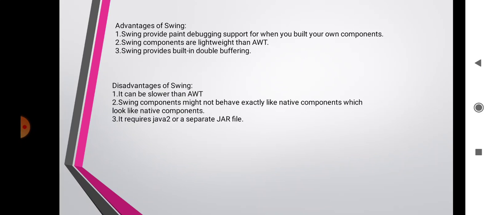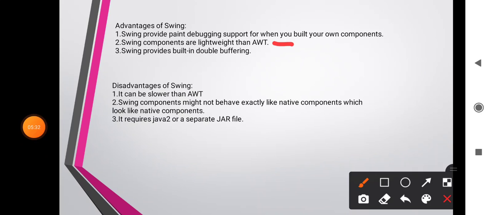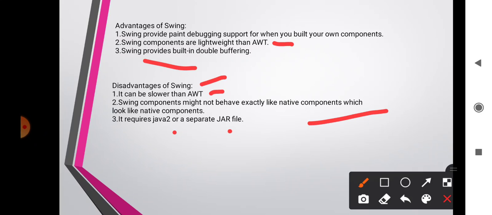Then advantages of Swing. Swing provides paint debugging support for when you build your own components. Then Swing components are lightweight compared to AWT. Then Swing provides built-in double buffering. But Swing has some disadvantages also. The disadvantages of Swing: it can be slower than the AWT. Then Swing components might not behave exactly like native components, though they look like native components. Then it requires Java 2 or separate jar files when we execute real implementations of Swing. That time we need Java 2 and jar files.